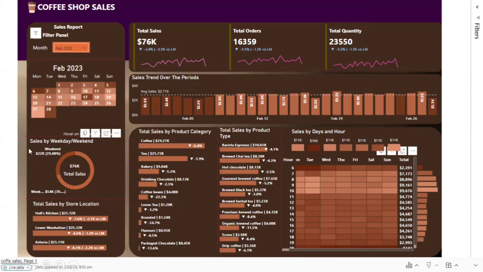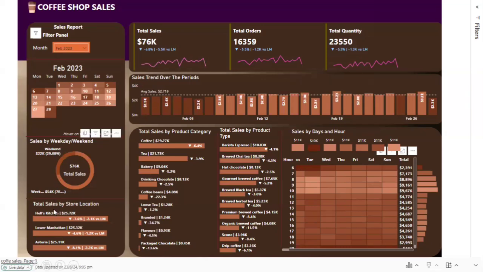And here we have sales by weekday and weekend. The main reason to use weekday and weekend is to understand the customer behavior on the weekday compared to the weekend. Weekend is nothing but Saturday and Sunday. By removing Saturday and Sunday, we get all the weekdays.